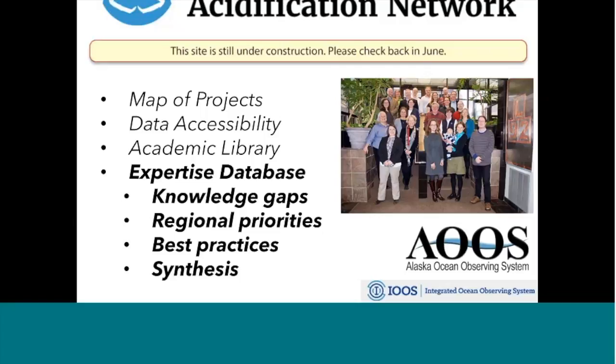But what I really wanted to emphasize to this group and for the DBO, and what's really unique to this particular ocean acidification network, is the idea of an expertise database. We want to be able to provide a list of people that are working on ocean acidification in Alaska, whether or not they have funded projects there. And by synthesizing this, by getting these people together on a periodic basis, we hope to be able to identify knowledge gaps. Where do we need to do work to resolve unknowns for ourselves? On top of that, we also want to identify regional priorities. So if we're going to put a time series site in, or if we're going to install a new mooring, we want to make sure that it's serving the most needs that it possibly can.